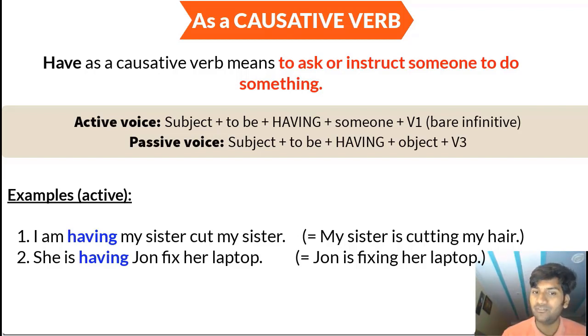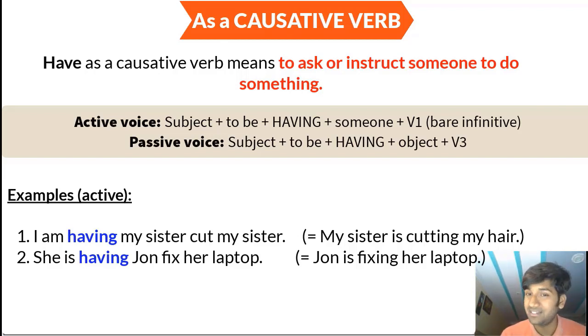Another example. She's having John fix her laptop. She is making John fix her laptop. She's not forcing him to do it, but she's probably paying him or doing something else. That's why he's doing it. So John is fixing her laptop and she's having him do this.